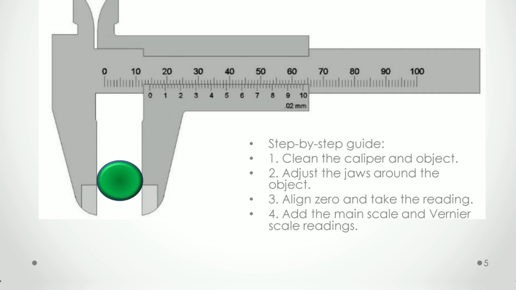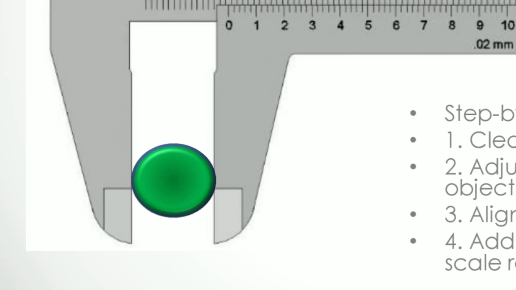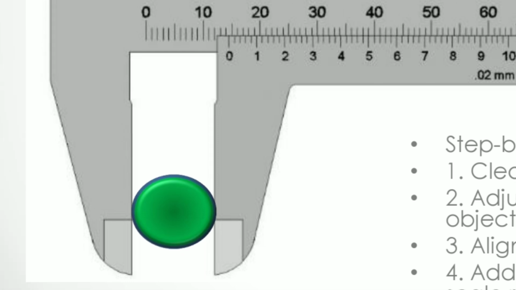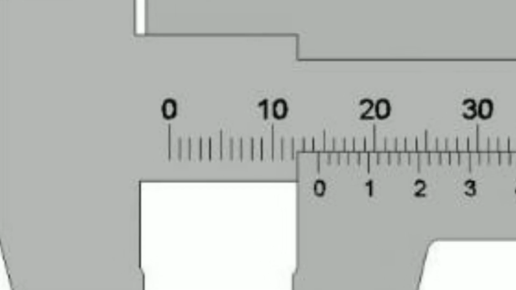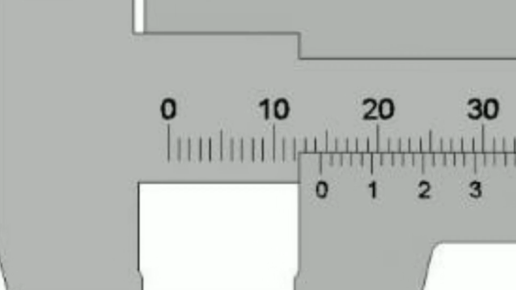the main scale reading. Here a green color ball is shown. First of all, check the zero line of the vernier, then see what value comes before it on the main scale: 10, 11, 12, 13, 14. After 14, so just write down the main scale reading will be 14 mm.